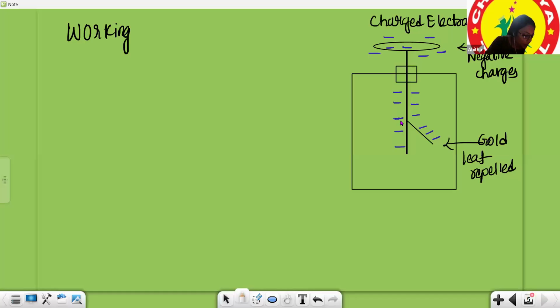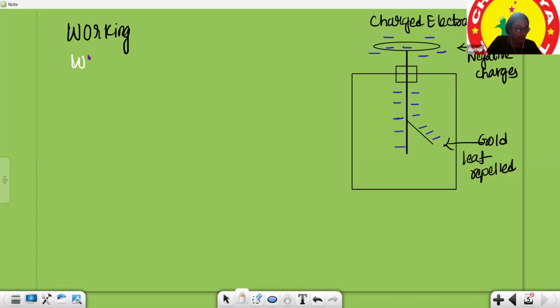So that's the working. Whenever a charged object touches the brass disc, the electric charges get transferred from the brass rod and reach the gold leaves. Because similar charges are getting there, the gold leaves get repelled. Understand? Here it is showing the negative charge. It means the object is negatively charged.